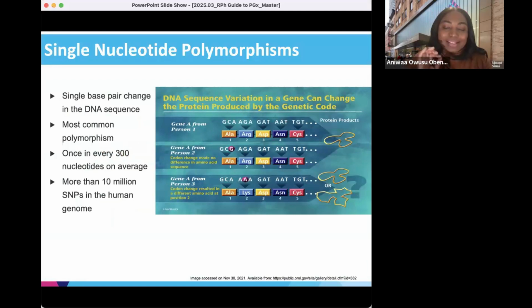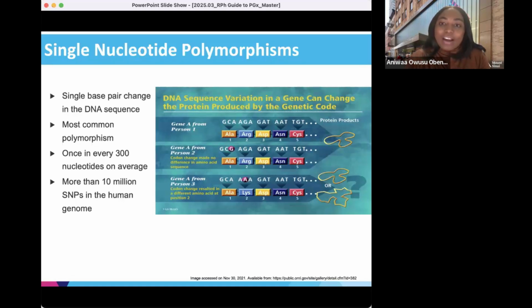Well, those SNPs, or single nucleotide polymorphisms, can inform a whole variety of things when it comes to phenotypes, protein activity, cell signaling, and many other things. These SNPs are very common. I bet that out of the 117 people on the line today, everyone has a SNP. It occurs nearly every 300 nucleotides on average. There are more than 10 million SNPs in the entire human genome, and everyone has one.